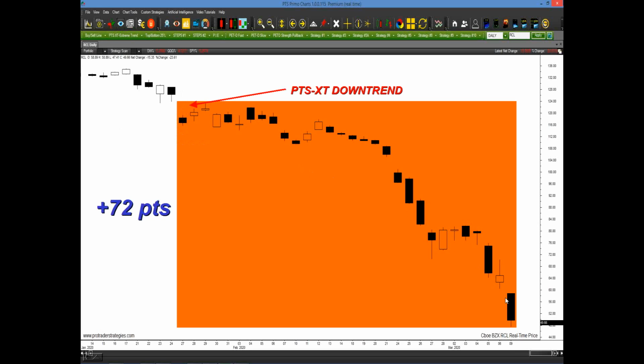Now, you had potentially 72 points you could have captured. Now, once again, we're not saying that you would have made 72 points. We're not saying you would have made anything. We're just highlighting where a strong move was about to take place.